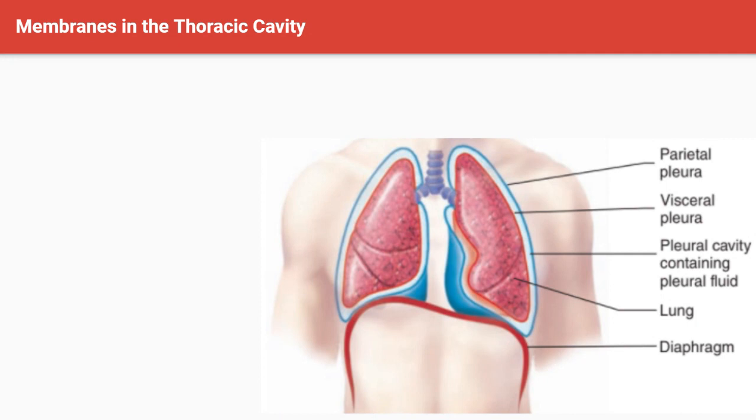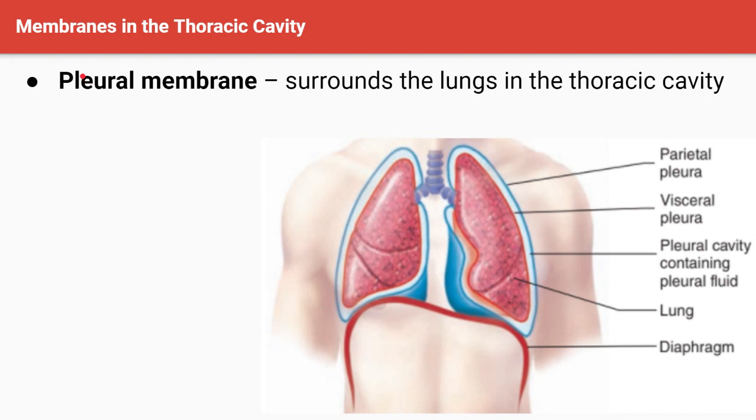Now, if we stay in the thoracic cavity, well, we have this area around the lungs. These are called pleural cavities. So I have a right and a left pleural cavity that contain both the lungs. So within the pleural cavity, I have pleural membranes. Okay, these surround the lungs within the thoracic cavity.